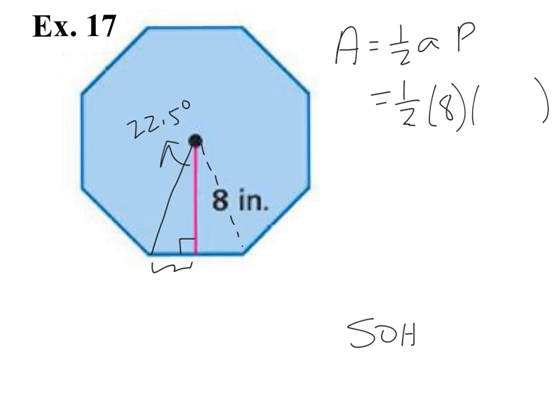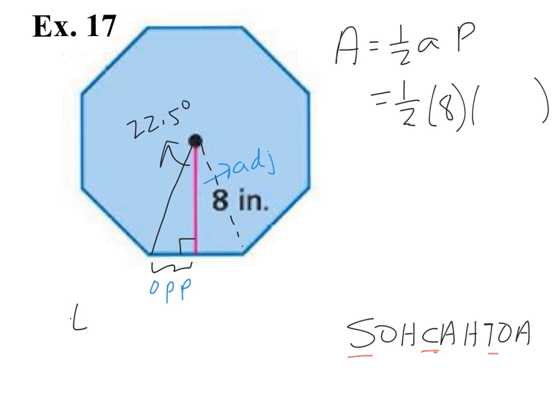Remember SOHCAHTOA, our trig ratios. SOHCAHTOA helps us remember that the sine is found by taking the ratio of opposite over hypotenuse. Cosine we find by taking the adjacent side over the hypotenuse, and then tangent is opposite over adjacent. So with respect to this 22.5 degree angle, this is the opposite side, and the apothem is the adjacent side. So opposite, adjacent, you should be thinking tangent.